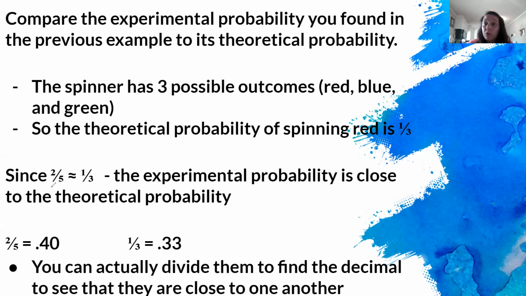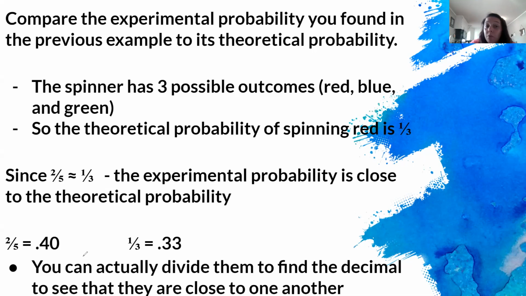So in the last one, it was 2 out of 5. On the theoretical, it was 1 out of 3. So they are close to one another. Another way that you can see this, I know fractions are kind of hard to look at and determine if they're close to one another or equal to each other. So looking at the bottom of the screen, another way you can do this is by dividing the fraction out to find the decimal. If you divide 2 by 5, it would be 0.4 or 0.40. And then when I divide 1/3 out, it would be 0.33. So they're not exactly the same, but they're pretty close to one another. So when you divide them, you can see that they're closer.